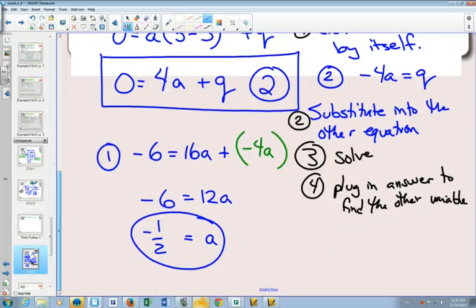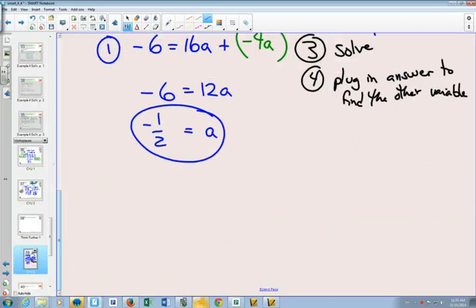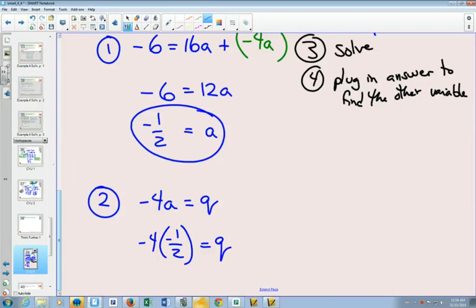So I found out a was negative 1/2. My equation 2 said negative 4a was equal to q. Right? That was my equation 2. What can I plug in for a now? Negative 1/2 for a. Negative 4 times negative 1/2 will give us positive 2. So now we figured out q is equal to 2.